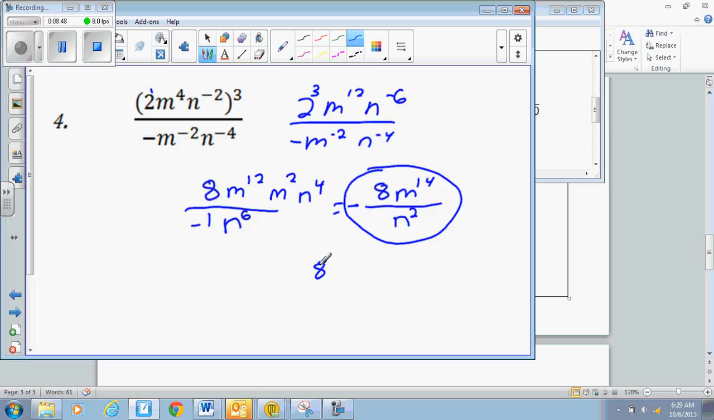If you wrote it like 8m to the 14th over negative n squared, that would be good too, but this is probably better.